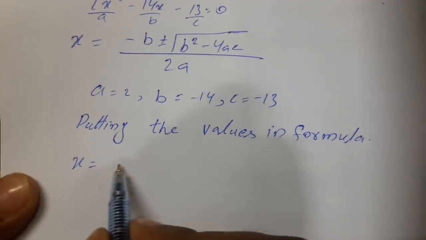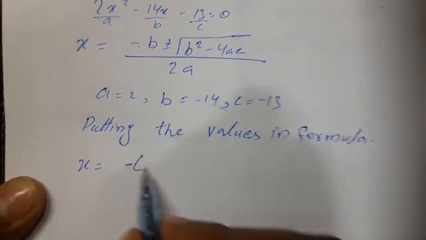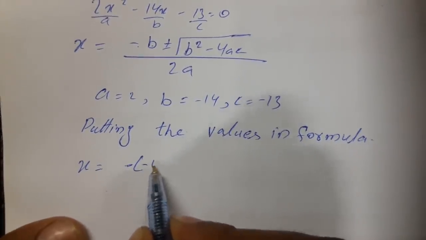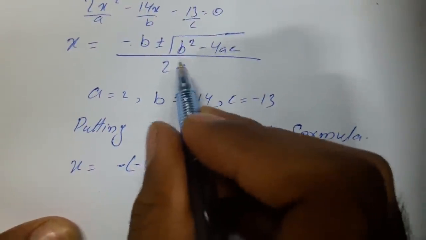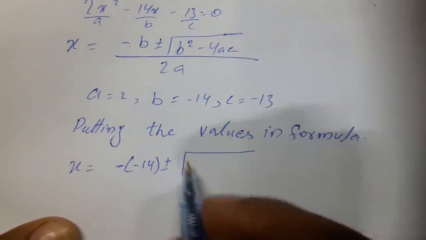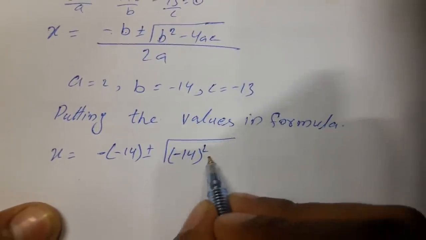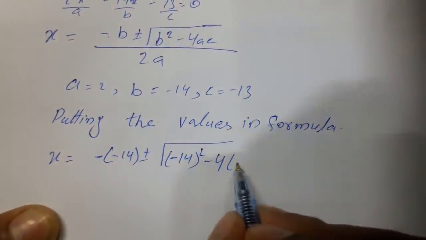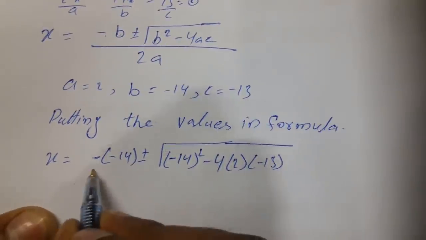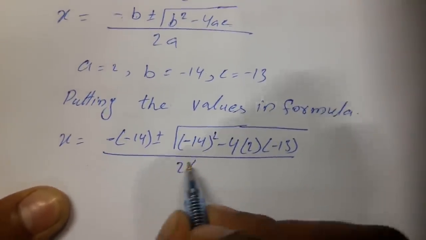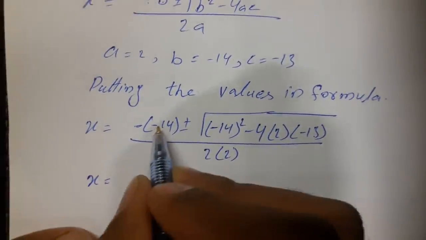Okay, so now we are putting the values in the formula. So x is equals to minus of the formula, and this one is also minus, so I am putting this in brackets, minus 14 plus minus. Now b square means b's sign also squared, so I am putting minus 14 into whole square, minus 4. What is a? a is 2. What is c? c is minus 13. Okay, so divided by 2 into a. a means 2.